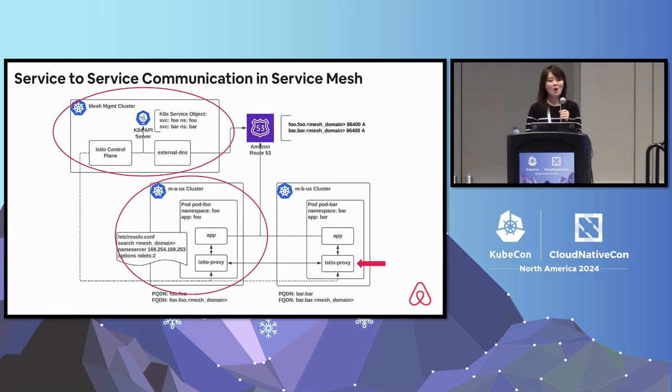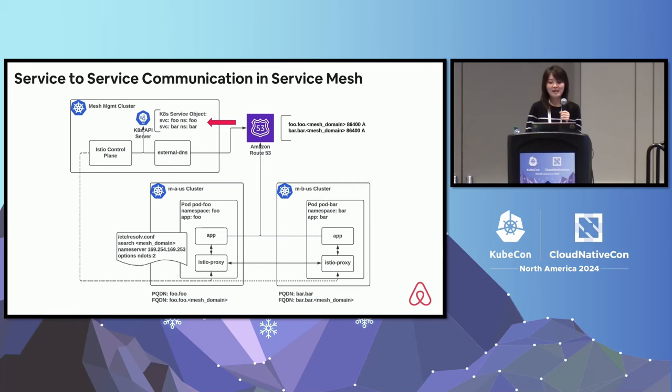Istio control plane will watch all the clusters' endpoints and merge endpoints in the same namespace together. These endpoint information will be pushed to the Istio proxy sidecars for traffic routing. Applications running in workload clusters can communicate with each other through PQDN format. To achieve it, we create a service object in the mesh management cluster using the same namespace as the application pods. This guarantees each application running in mesh has a unique IP.